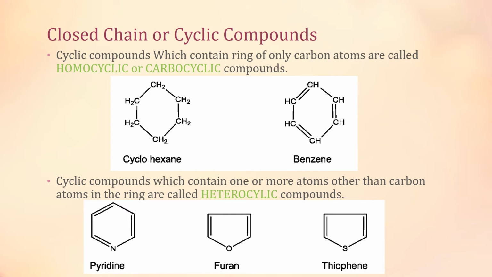The second type of cyclic compounds are the heterocyclic compounds. Heterocyclic compounds contain one or more atoms other than carbon in the ring. Just like in the case of pyridine, along with carbon and hydrogen, you can see the presence of nitrogen there. In the case of furan, along with carbon and hydrogen, you can see one atom of oxygen. And in the case of thiophene, sulfur is present along with carbon and hydrogen. So heterocyclic compounds are those compounds which contain atoms other than carbon atoms.